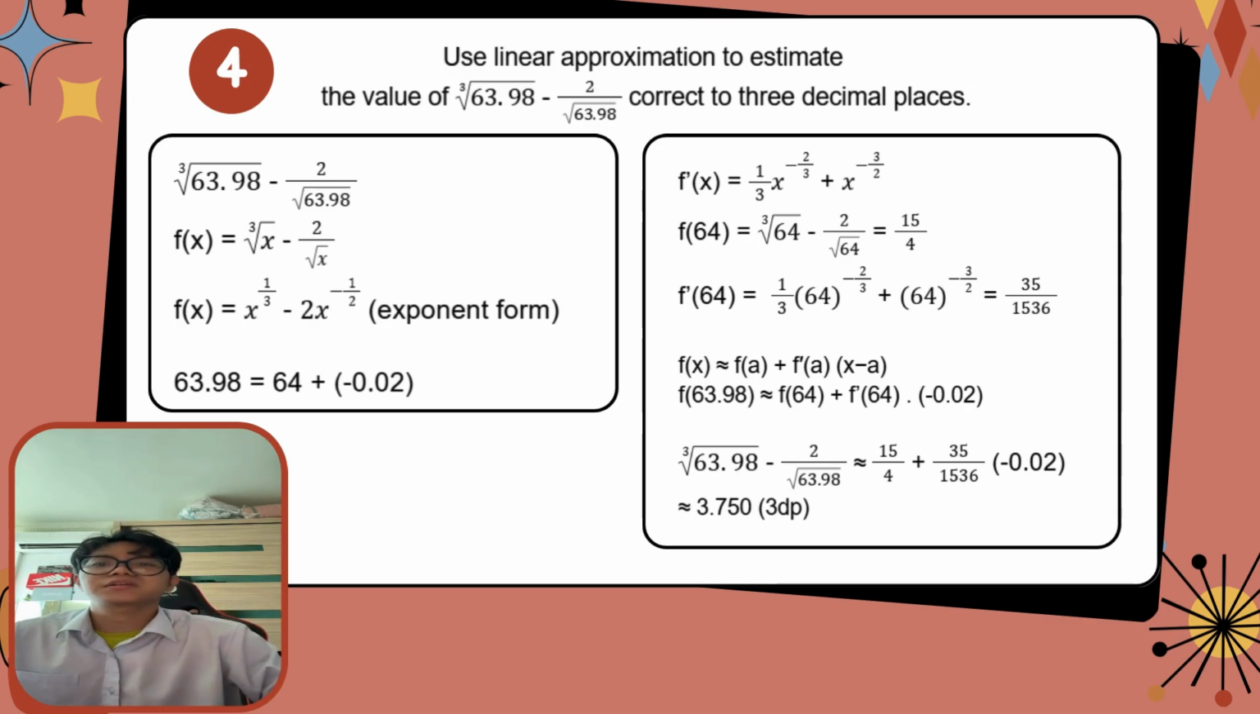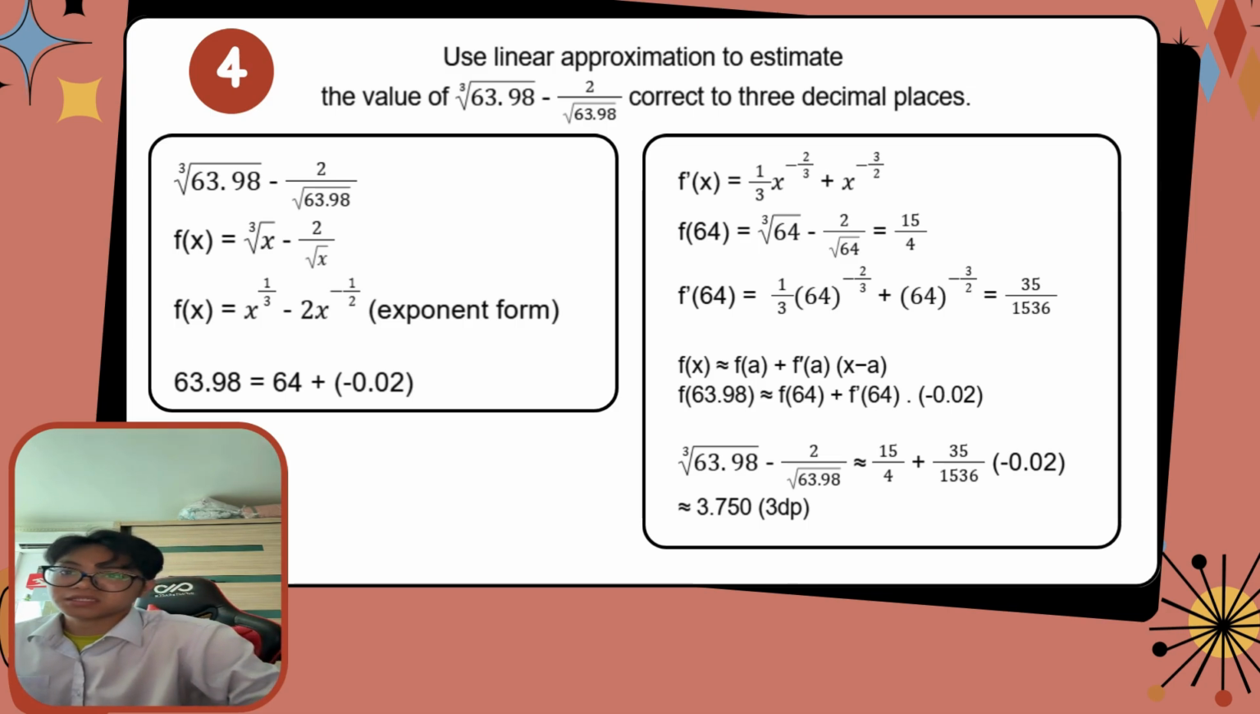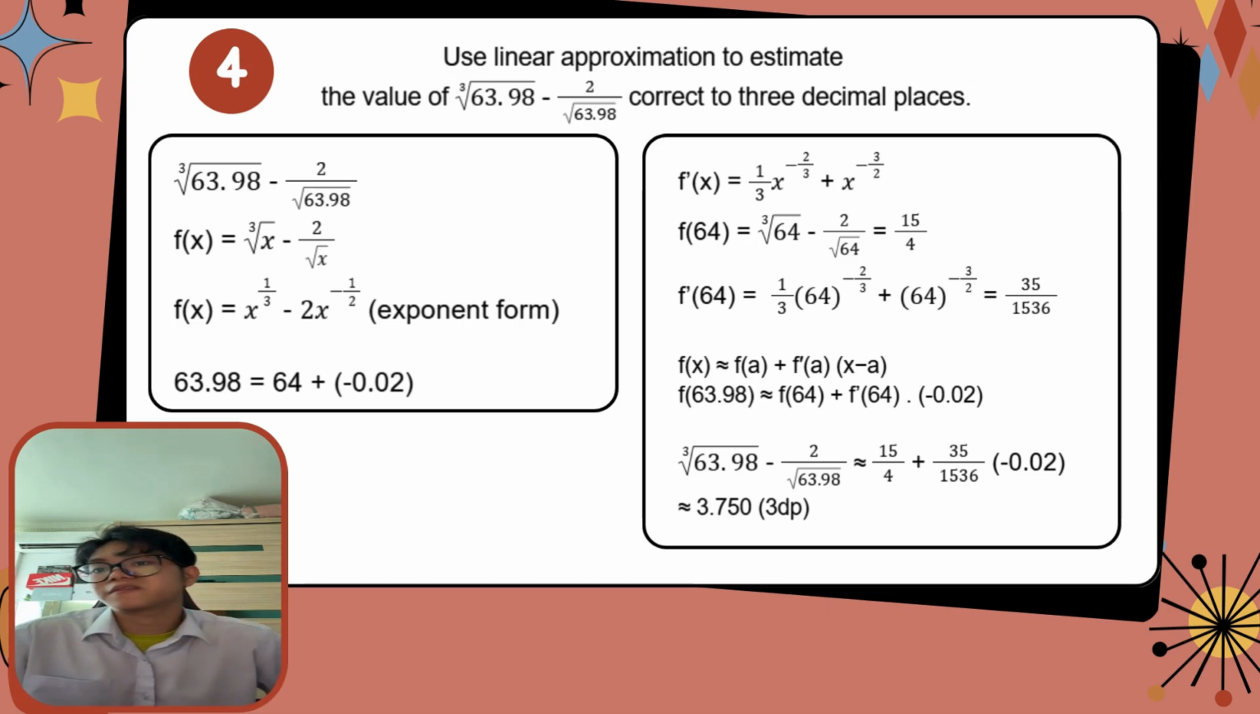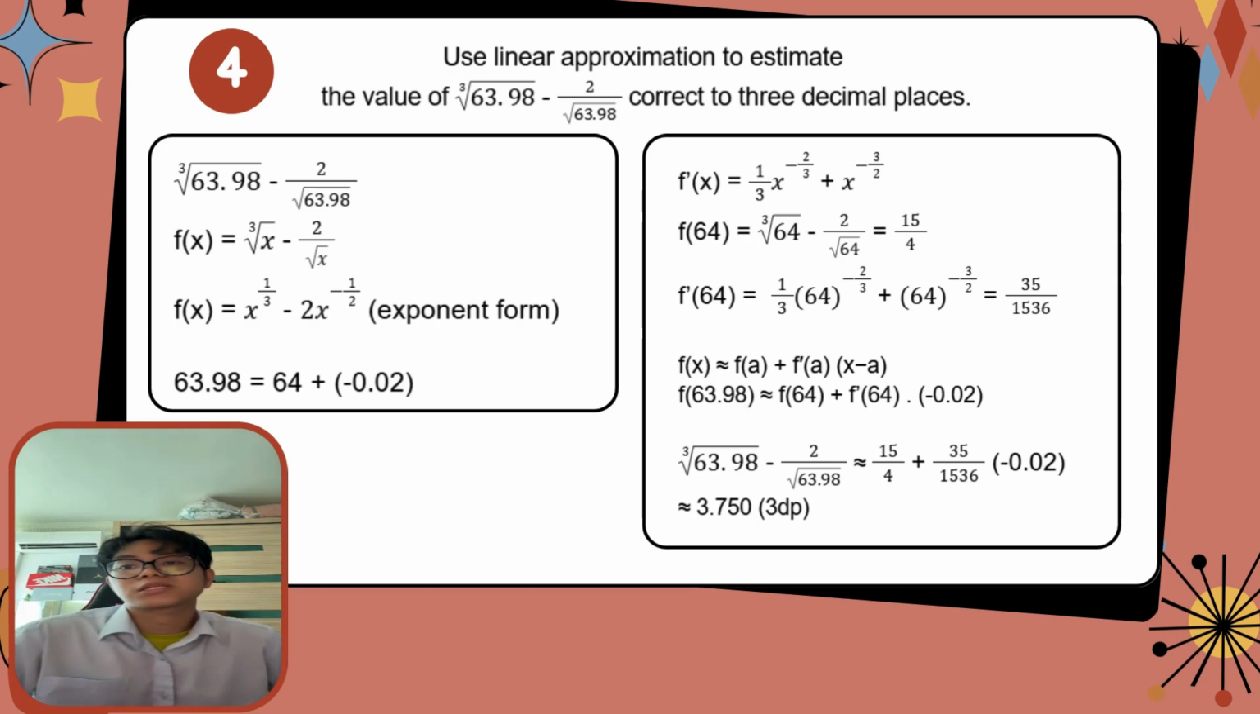After that, we're going to differentiate f(x), and we will get the derivative f prime of x equal to 1 over 3 x to the power negative 2 over 3 plus x to the power negative 3 over 2. And then the following step is to plug in 64 for both f(x) and f prime of x. So as you can see, for f(x), we plug in 64, it will be equal to 15 over 4. And for f prime of x, it will be equal to 35 over 1536.